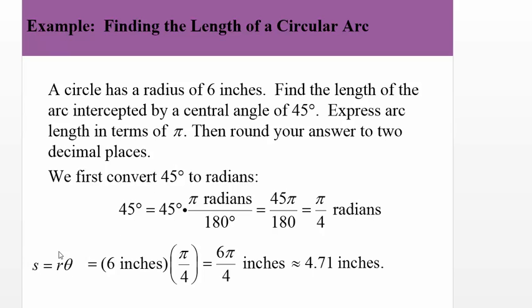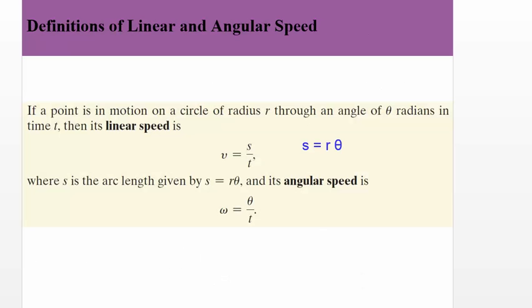So notice in this formula s equals r theta we've been talking about, theta must be an angle in radians. And what did they do to us? They gave us degrees, so that's easy enough. We'll just take 45 degrees times pi radians over 180, get pi over 4 radians, and then take the radius times that angle, and we'll get approximately 4.71 inches for our answer, the arc length s.